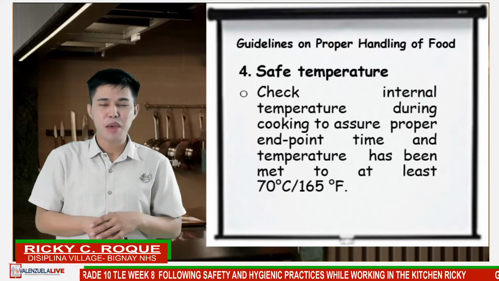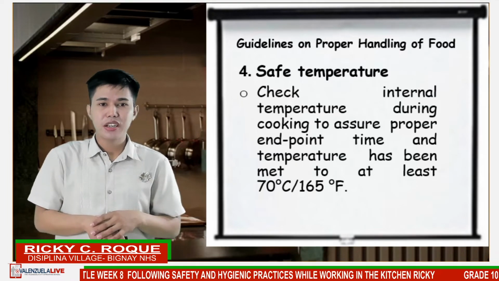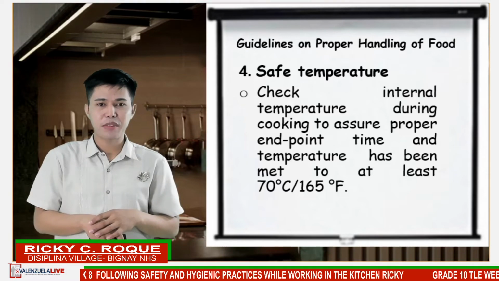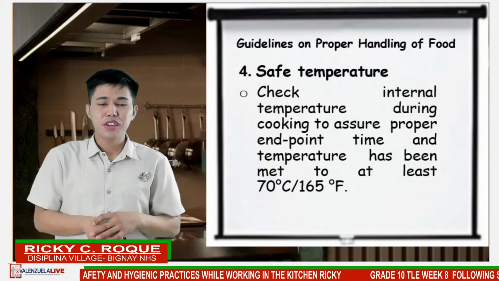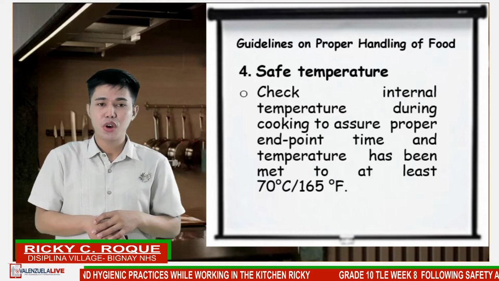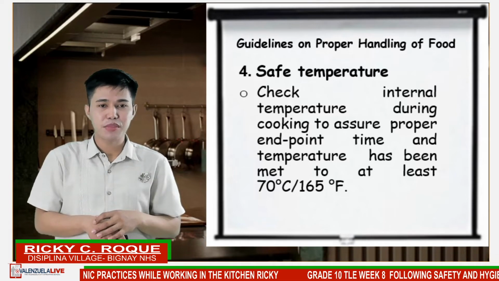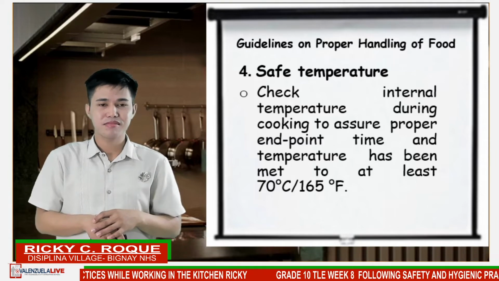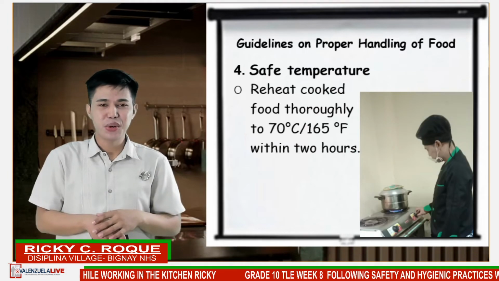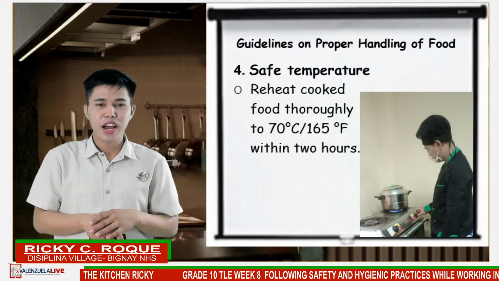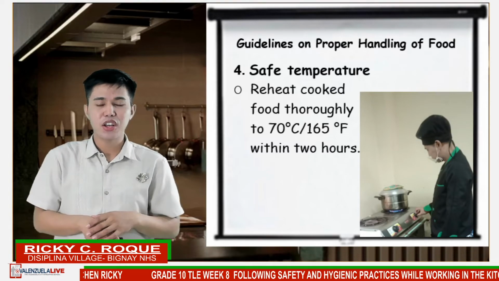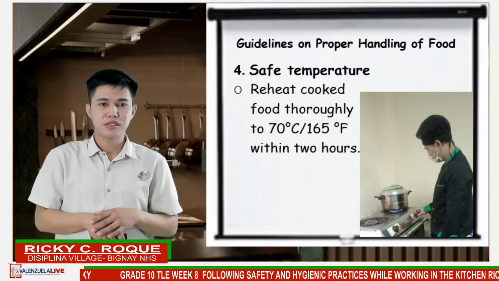Check internal temperature during cooking to assure proper endpoint time, and that the temperature has reached at least 70 degrees Celsius or 165 degrees Fahrenheit. Reheat cooked food thoroughly to 70 degrees Celsius or 165 degrees Fahrenheit within 2 hours.